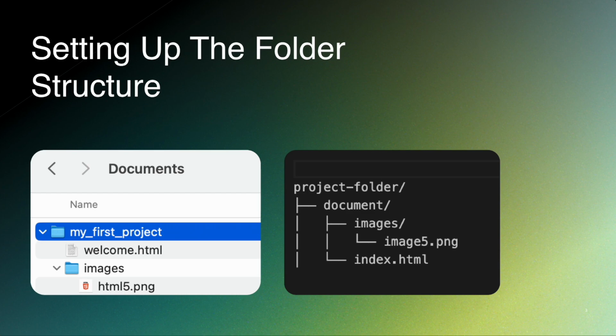Before we start coding, it's important to have a well-organized folder structure. This helps keep your project files in order and can make it easier to manage as your project grows. Here's a simple example. Create a main project folder. Inside it, create a folder named document for your HTML files, and within that, an images folder for your images. This keeps your project neat and organized. On the left side is how I have my structure set up, in case you want to follow along.